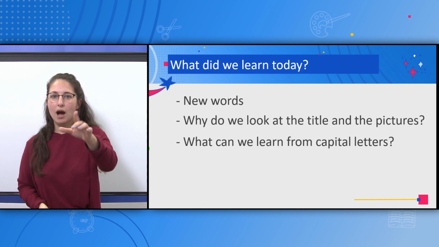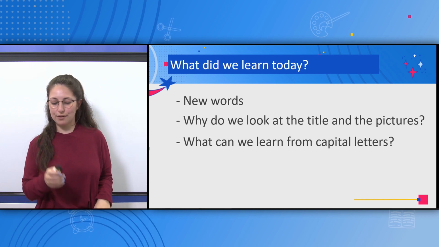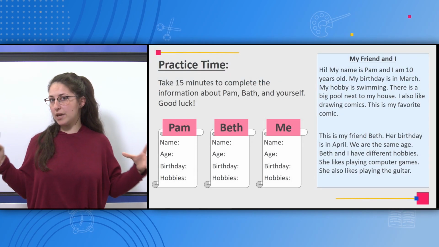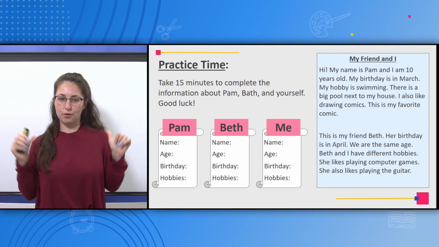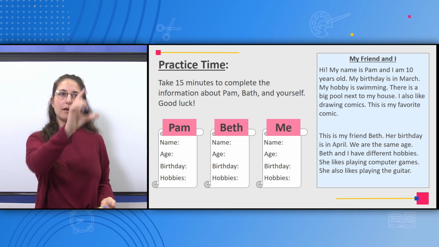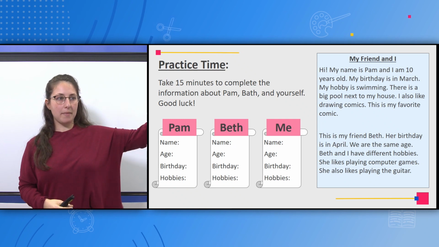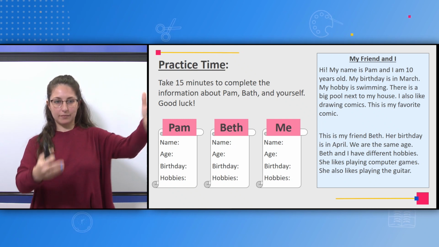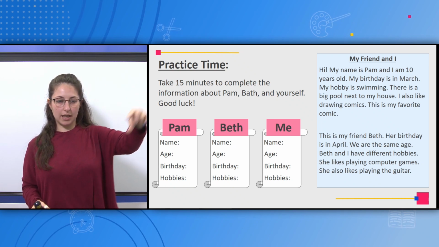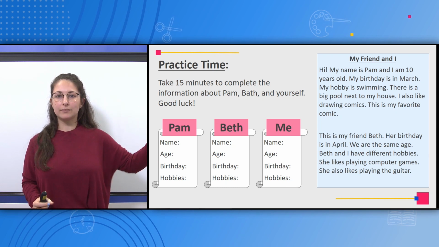So now I want you to work really hard. Let's see what we are going to do now. Another practice, a bigger practice, not like before. You need to open your notebook. You need to write three titles: Pam, Beth, and me, about me. Under each title, write name, like you see, age, birthday, and hobbies.